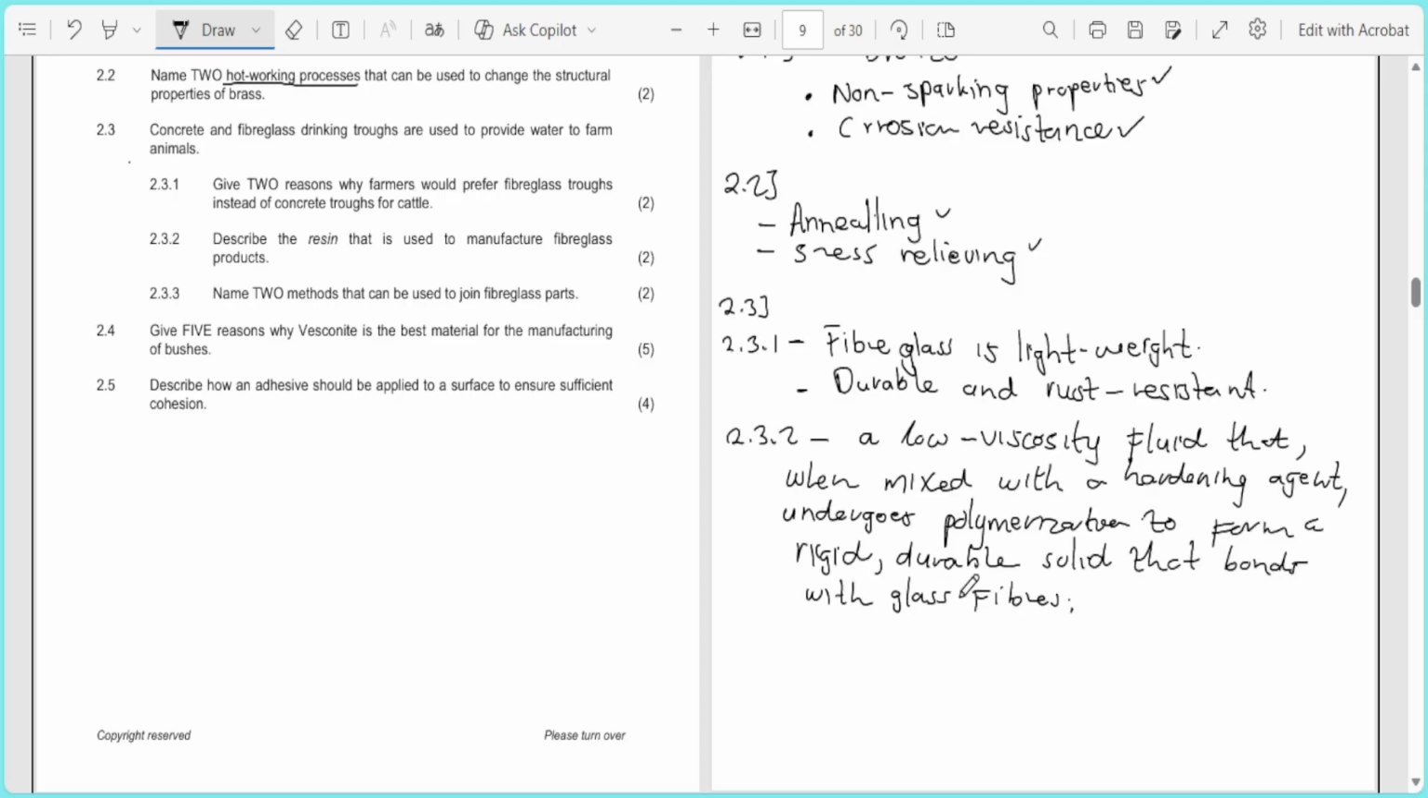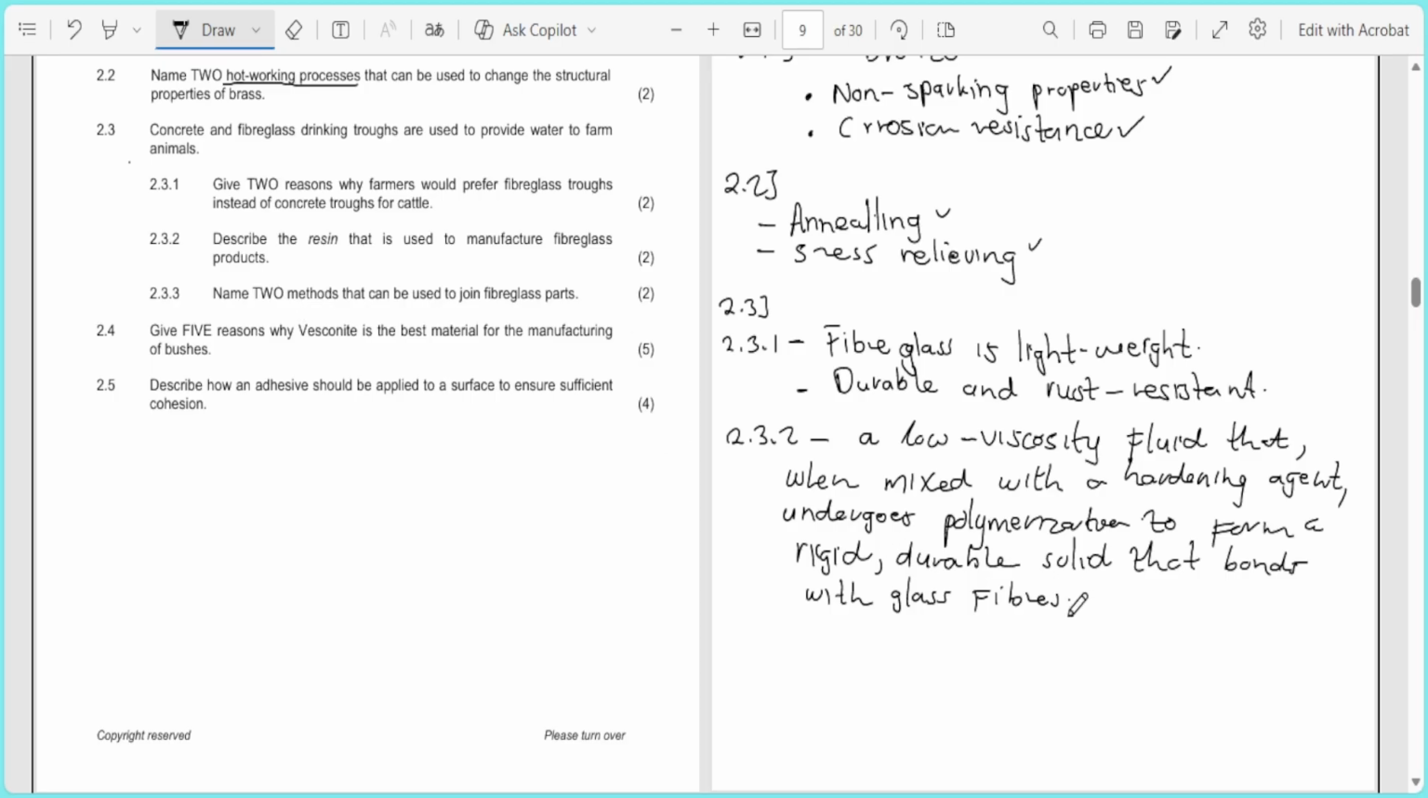Now it is ideal because it is cost effective, cures easily at room temperature, and is resistant to water, chemicals, and UV degradation, making it suitable for outdoor farming equipment. So that is the resin description.